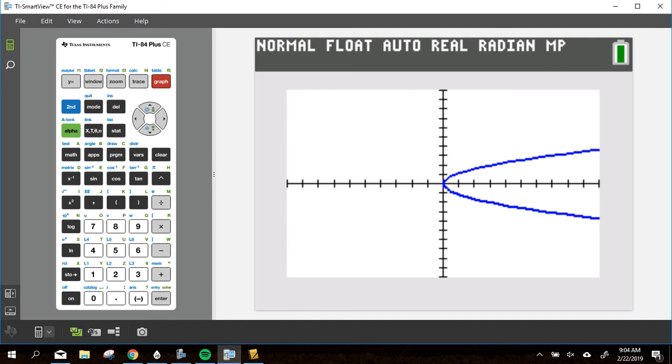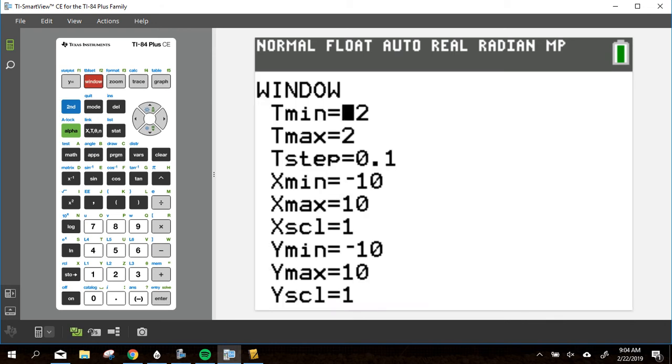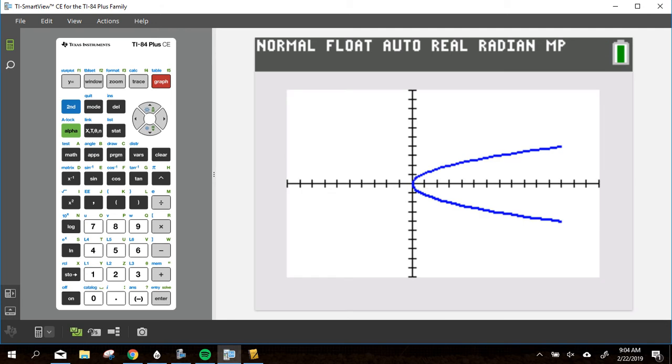If I changed my window slightly and went to an x max of like 15, you'll see that it stops. It doesn't go on forever. It stopped at 12 and 12 because we set our t min and t max to -2 to 2. Make sense on how we graphed that with our calculators?